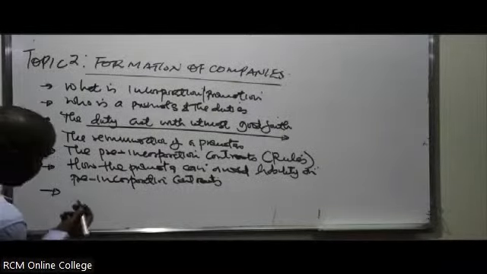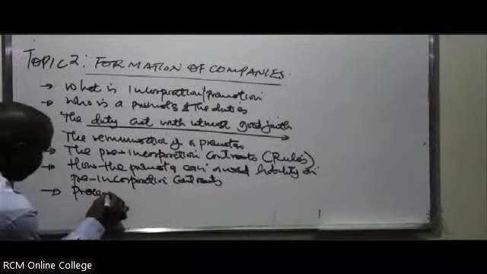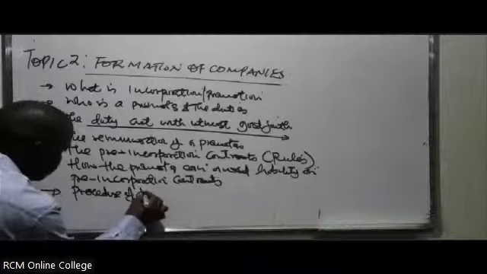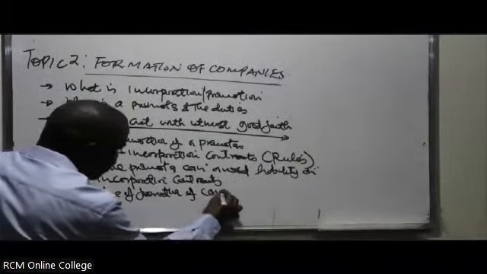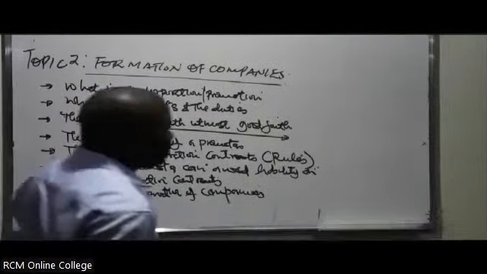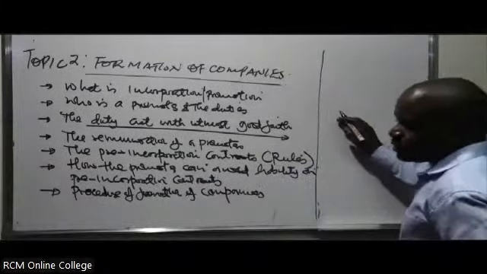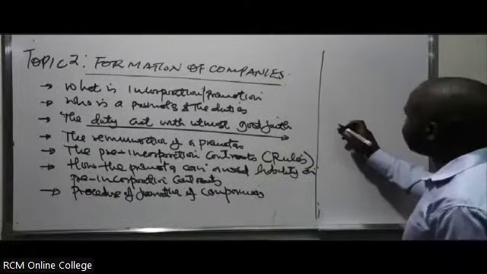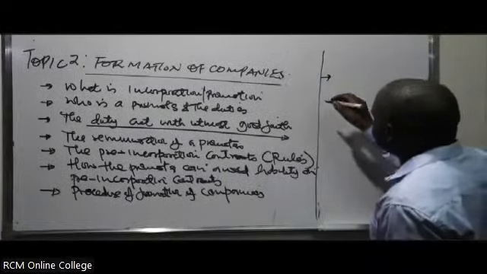But before that, we would have already been able to look at the procedure of formation of companies. I'll explain the procedure of formation of companies. Then, when you're forming a company, there are 2 key documents that are usually required. I'll also be able to delve deeper into them and explain to you what is contained in those documents.